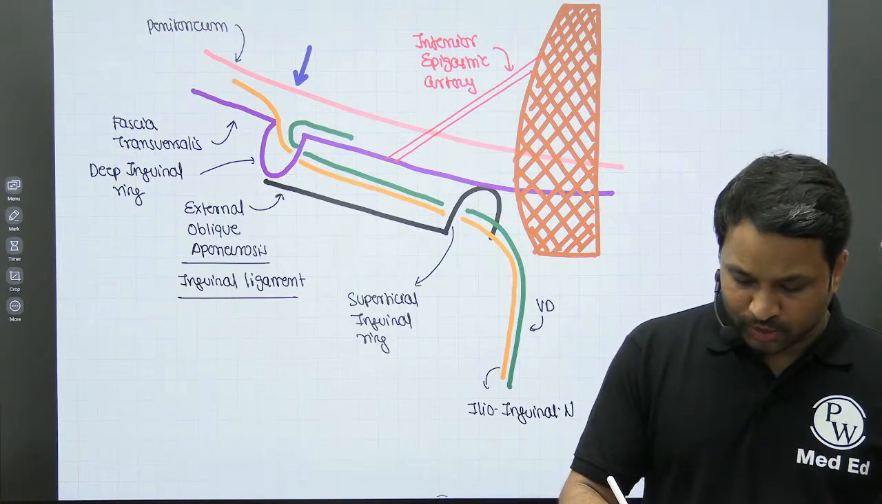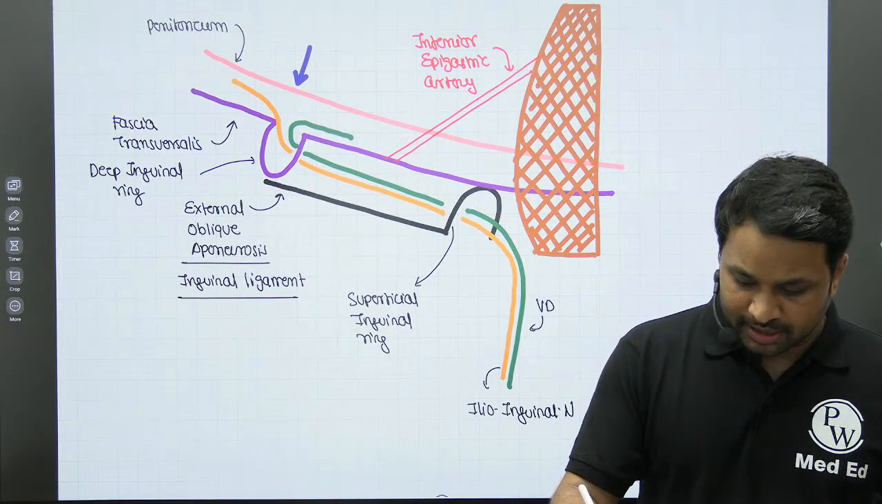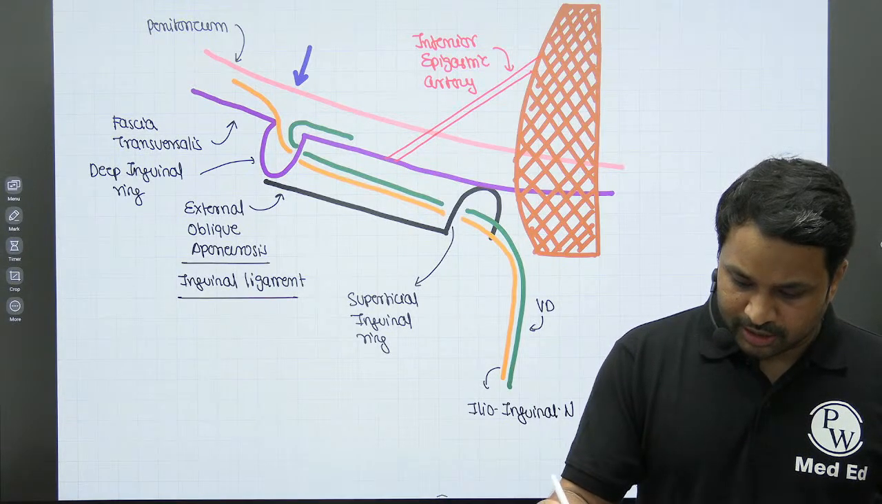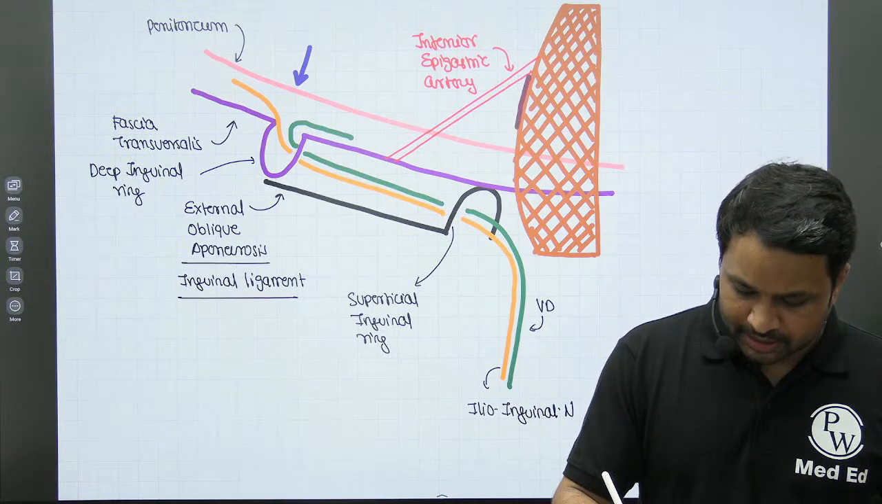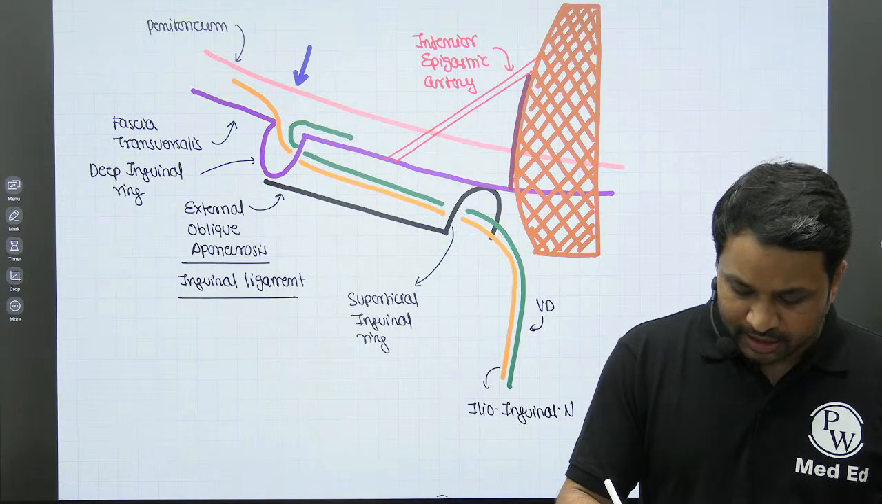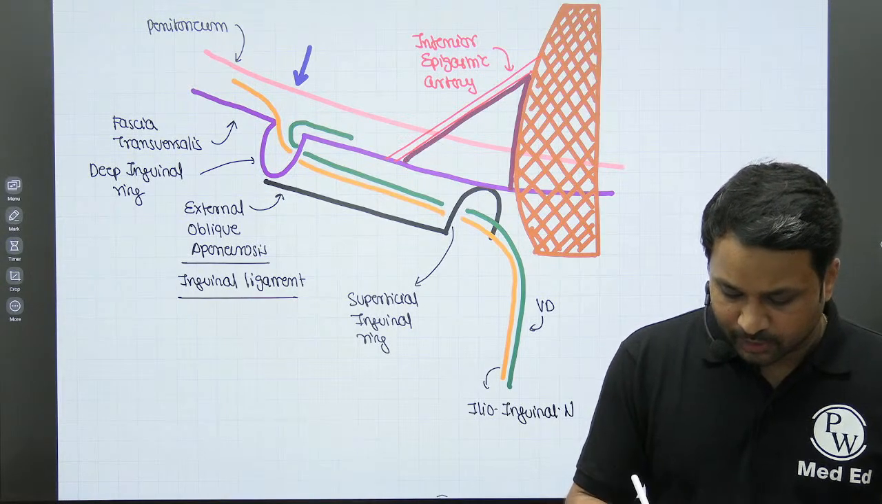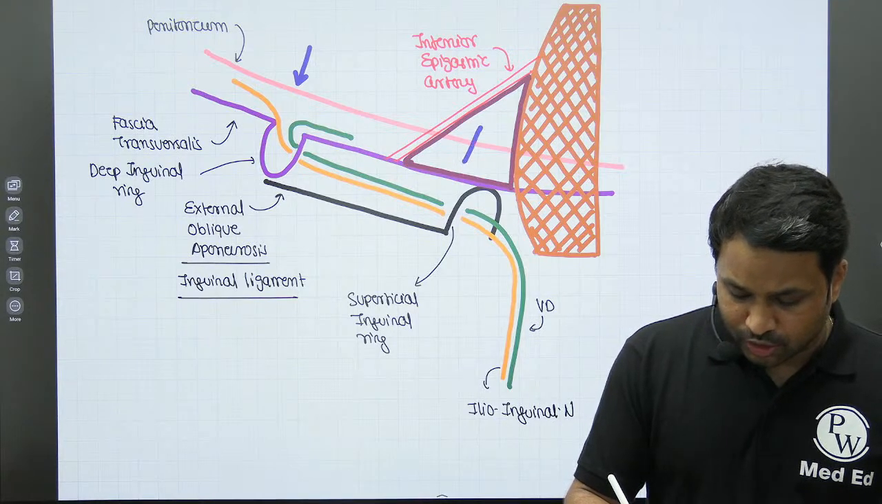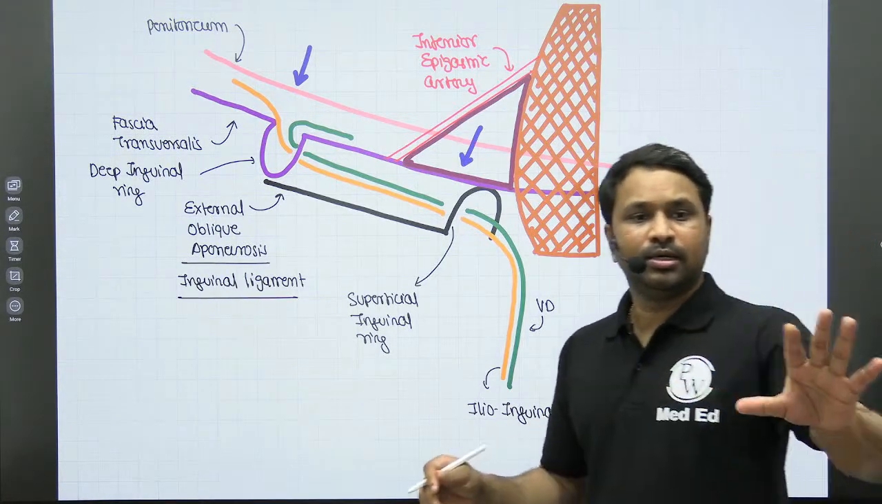Whereas ये जो area है, this triangular area that you can see, that is between the lateral border of the rectus abdominis muscle, inferior epigastric artery and the inguinal canal, this is what we call Hasselbalch's triangle. Hasselbalch's triangle से जो arise करेगा वो आपका direct inguinal hernia होगा.